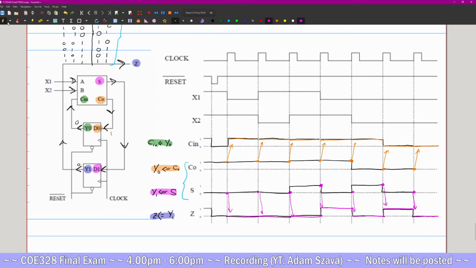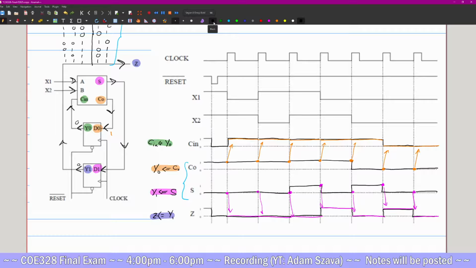Okay, and then sorry, I guess there's one more entry, which is here, and that's just for 0, 0, 0, which again is 0. And that's it. There's no more. So to summarize, C in follows C0 from the previous clock. Z follows S from the previous clock.